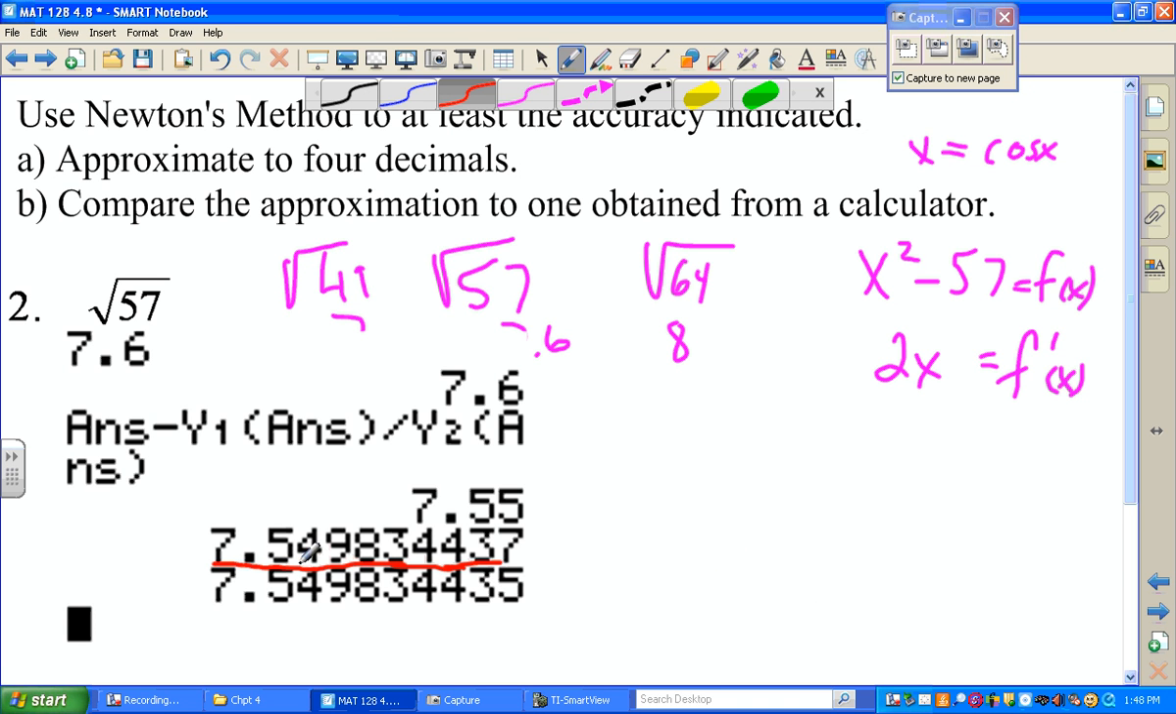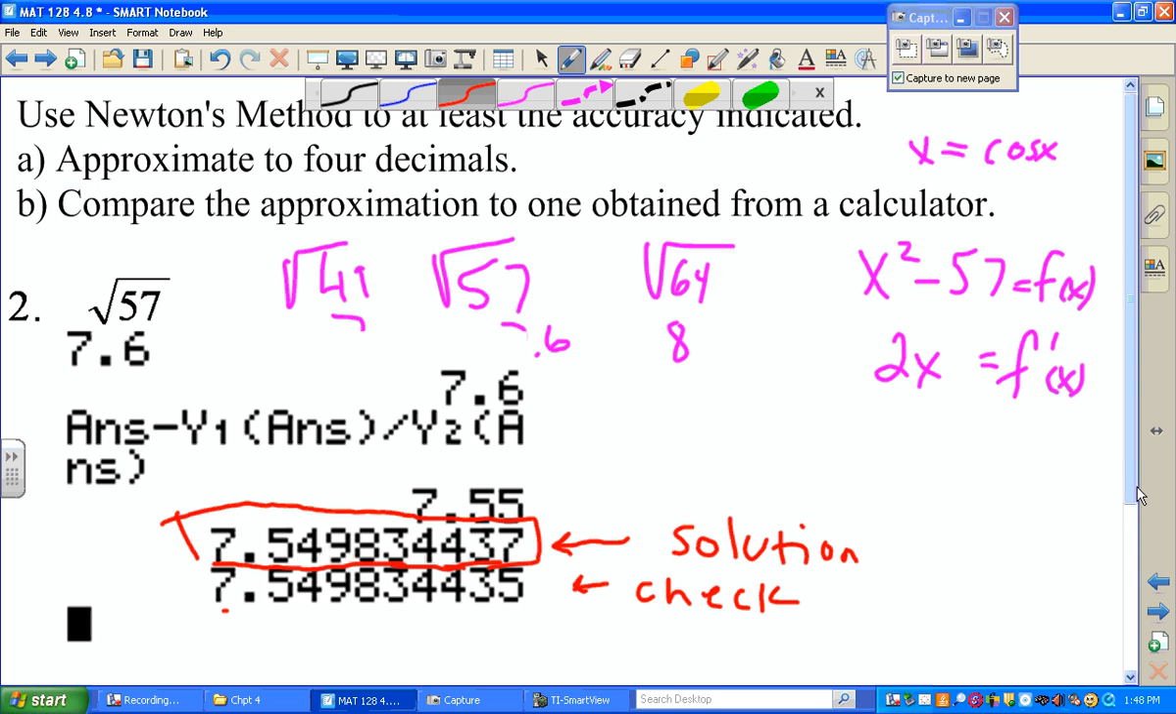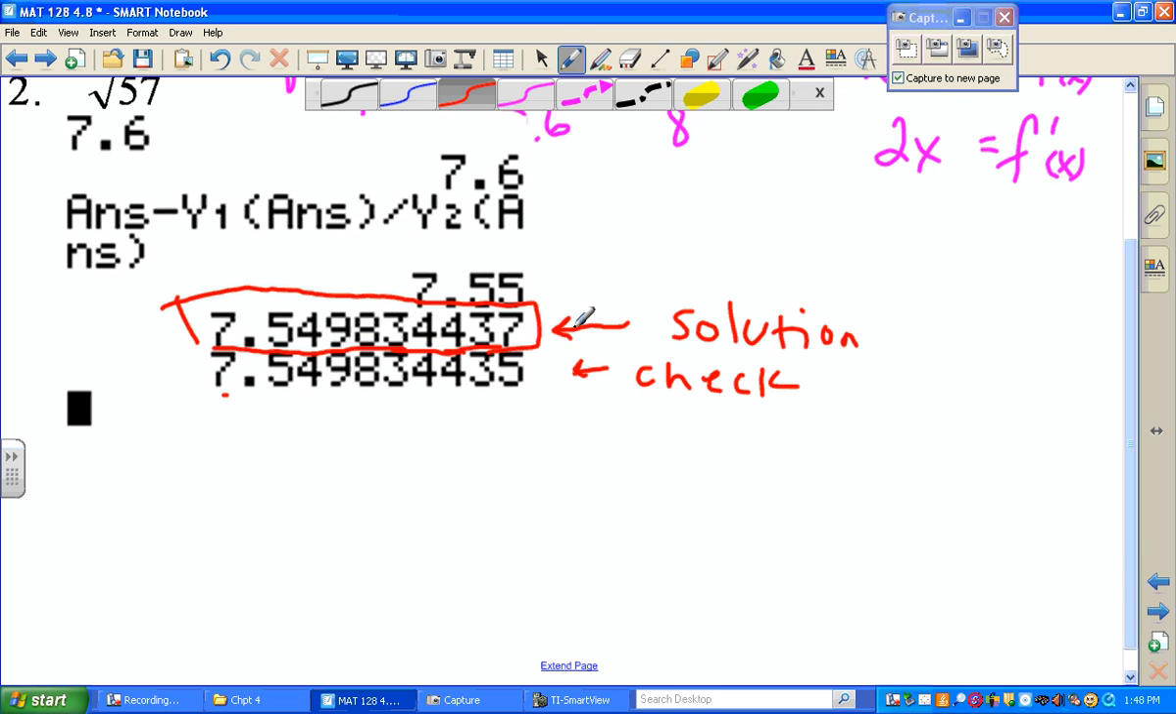Decimals, what's our final, where do we stop? I would list all those as my answer. Okay? Because this is the one that you list as your answer. That is your solution, because it is the first number that gave you 4 decimal places of accuracy. This is the one you're checking it with. Okay? So that would be the answer. This is the one you're checking it with. And this was your guess.